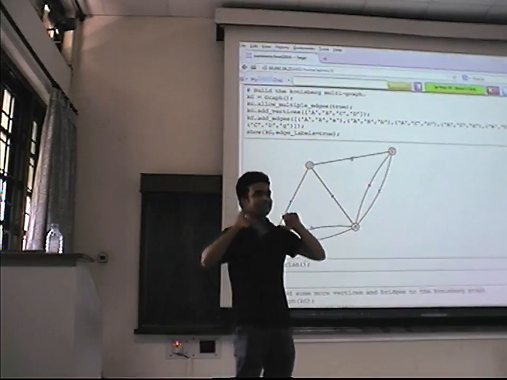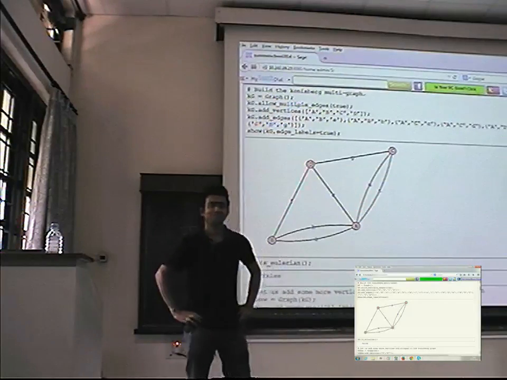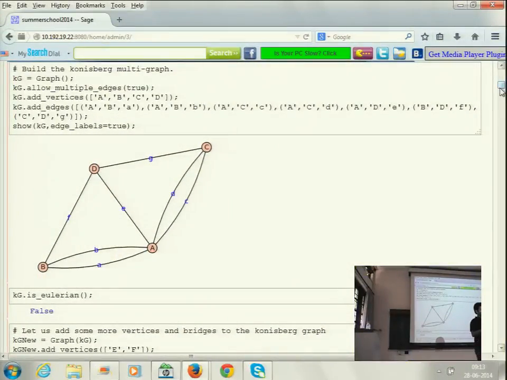Feel free to give a wrong answer also. And yeah? Okay, so what's the problem with degree of nodes? Yeah. So you'll see that if any node has odd degree, you cannot actually complete this tour.